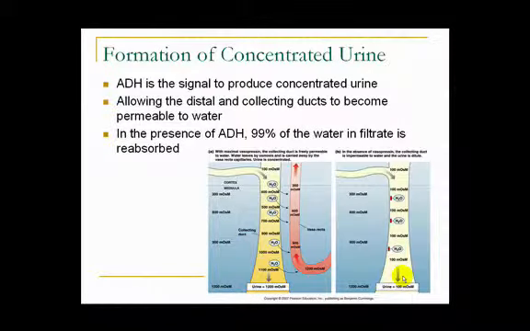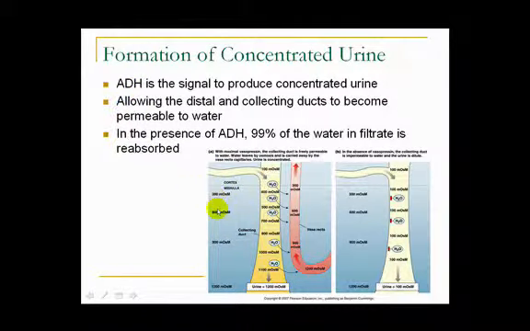And this is where the purpose comes in. Now you'll see why we had to have this gradient. It comes into play when your body wants to produce really concentrated urine. And what's going to control that is the antidiuretic hormone. Because if you want to produce very concentrated urine, you're going to reabsorb your water and leave the solutes.